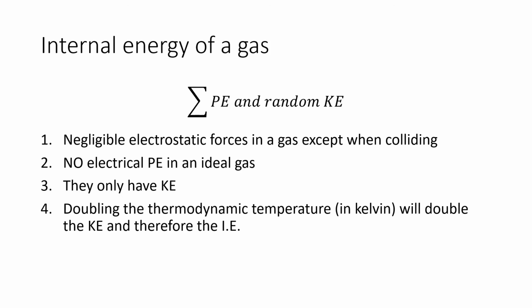Number two, there's zero electrical potential energy in an ideal gas. This comes from number one, because obviously in an ideal gas, the distances between the particles are big compared to the actual particle. Therefore, from the definition of internal energy, they only have kinetic energy because potential energy is zero. So if you double the thermodynamic temperature, which is measured in Kelvin, it will double the kinetic energy and therefore the internal energy, because the potential energy is equal to zero.